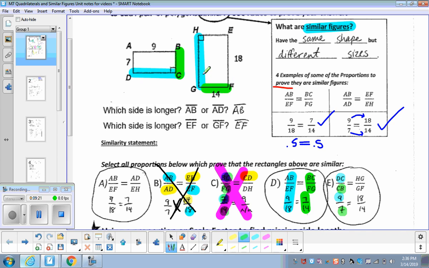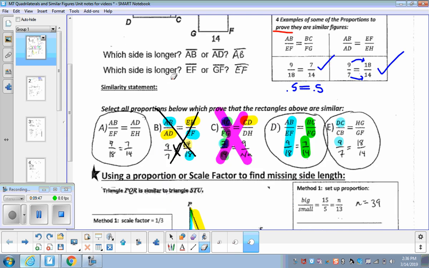Yes. If we turn this thing sideways, we would see that long HG right here, and then we would see the 14 GF right there. Yes, 9 times 2 is 18, and 7 times 2 is 14, so this is proportional. And that's how you can check to see which ratios down here with letters prove similarity.